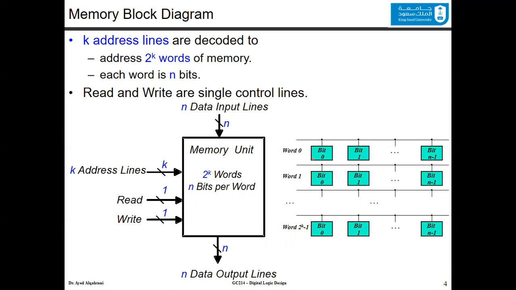Now, since we have n bits for each word, the data input lines are also n bits, and the data output lines are also n bits. Basically, you call the memory 2 to the k words, n bits per word, or you call it this way, 2 to the power of k times n bits.